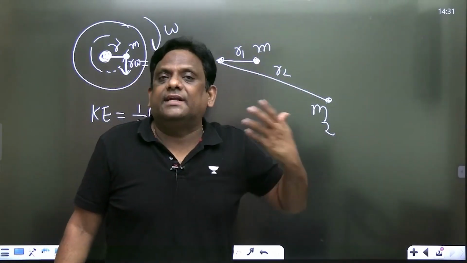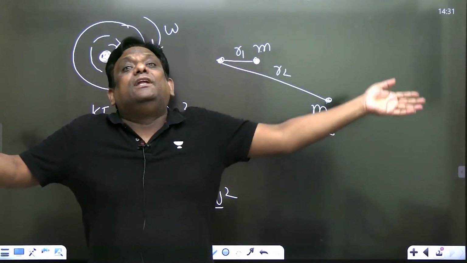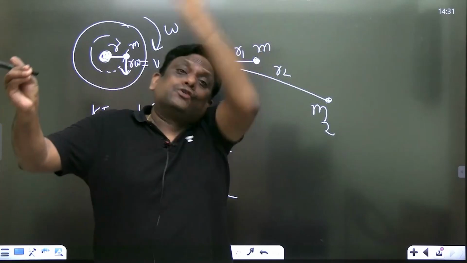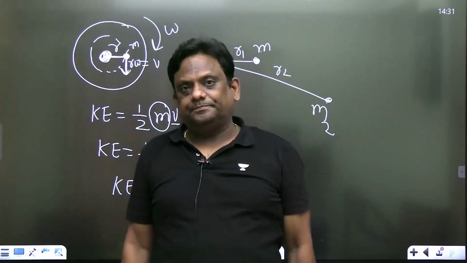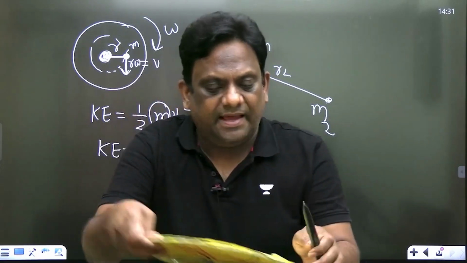So what physically does it represent? If the mass is distributed away from the axis of rotation, it will be difficult to start the rotation. And if it is rotating, it is difficult to stop. Very good, sirs. Now I'll give you a simple example.